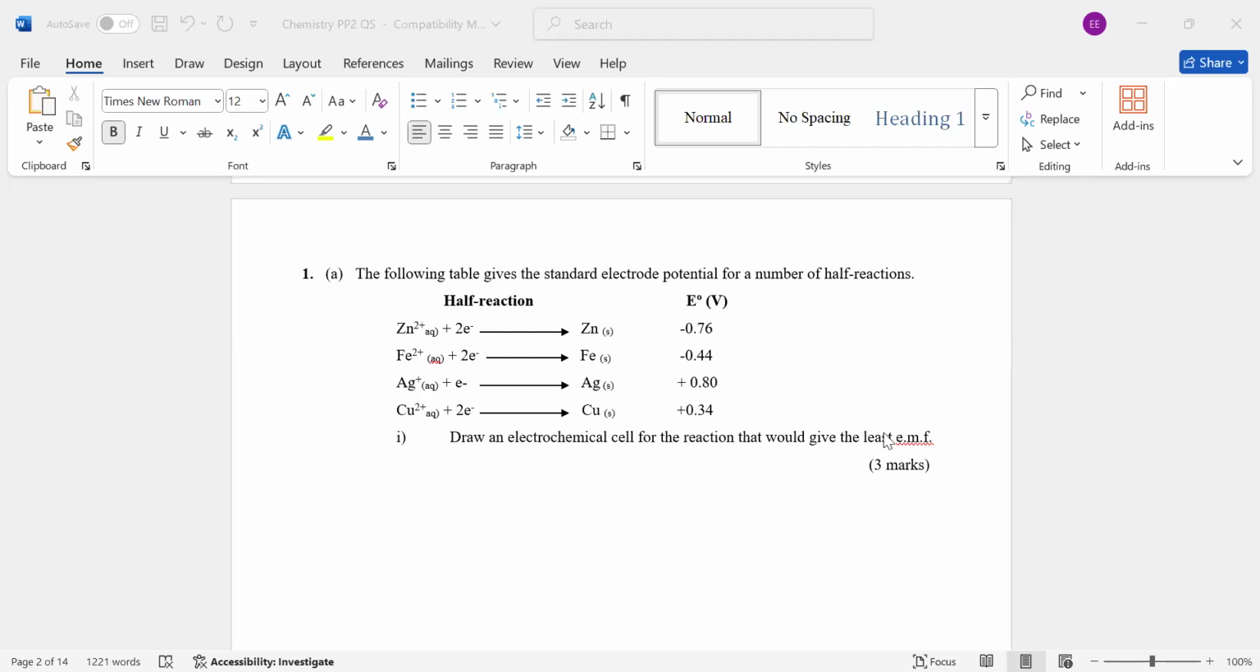Zinc. Very correct, Andrew. And what is the reason? It has the highest negative value. Correct. It has the highest negative E value, it is the most electronegative.